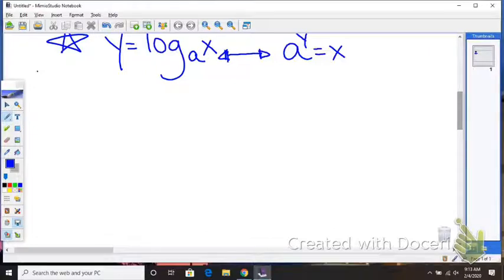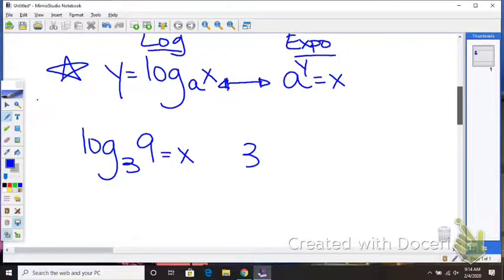So the first thing you're going to do today is evaluate logs. If I give you log base 3 of 9 equals x, this is the log form. I'm going to write this in exponential form, because I don't know what log base 3 of 9 is by looking at it right now. So in my exponential form, my base is going to be 3. I'll pull this up so you can see it. What's the exponent going to be here?